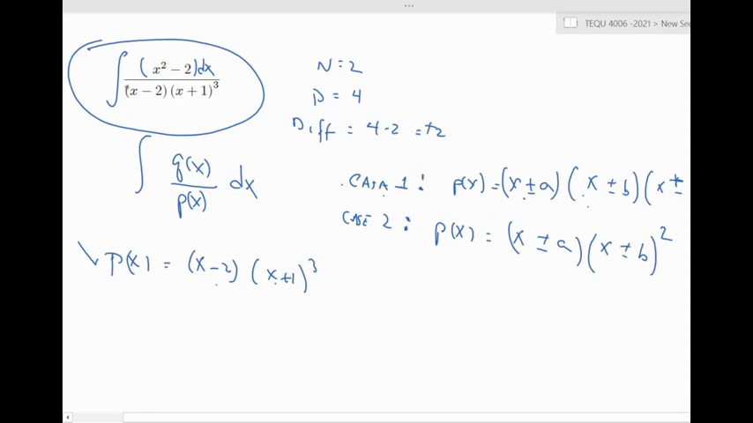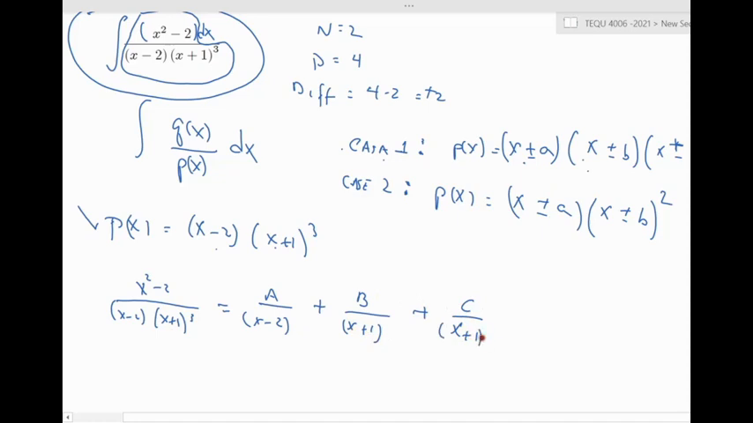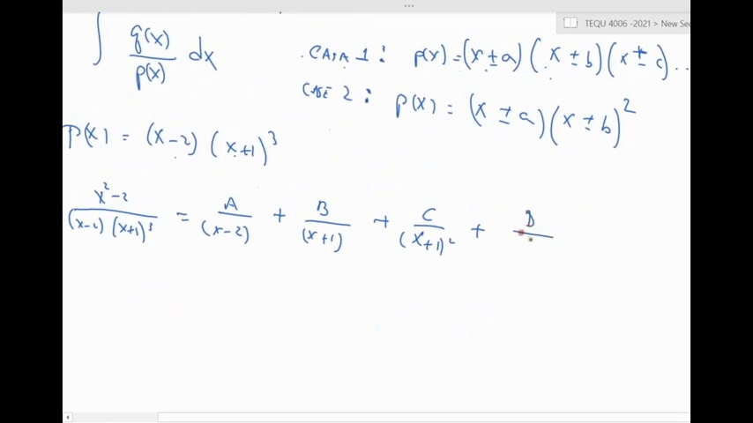So in order to apply partial fractions to this function here, we need to expand it as follows: (x squared minus 2) over (x minus 2)(x plus 1) to the cube. If I expand that, it will be A over the first linear factor, x minus 2. But now, careful here. You will have another fraction, B over x plus 1. And you repeat until you get to the third power, which is shown there, and then that would be D over (x plus 1) to the cube.